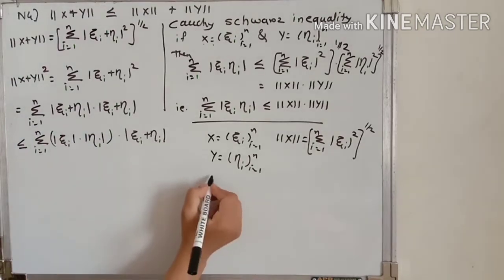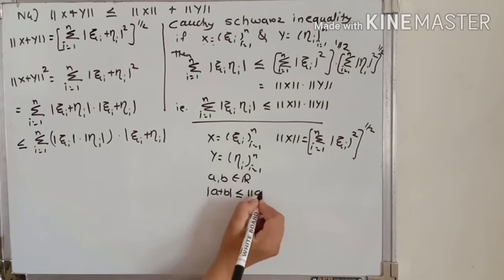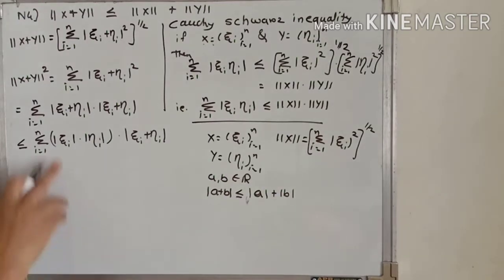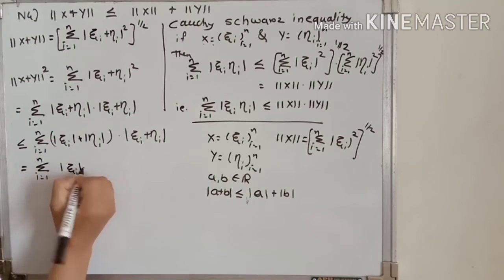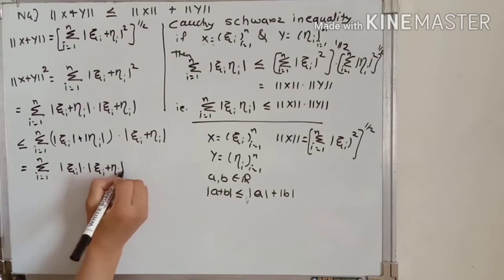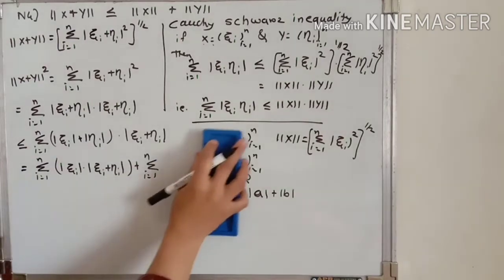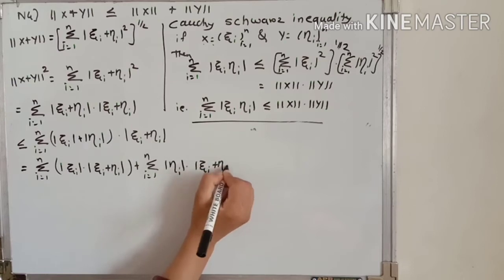Here we are using the inequality: if a and b are any two real numbers, then mod of a plus b is less than or equal to mod of a plus mod of b. We use this inequality here, and therefore mod of ξᵢ plus ηᵢ is less than or equal to mod of ξᵢ plus mod of ηᵢ, into the second bracket as it is. Now this equals the summation i running from 1 to n of mod of ξᵢ into mod of ξᵢ plus ηᵢ, plus the summation i running from 1 to n of mod of ηᵢ into mod of ξᵢ plus ηᵢ.